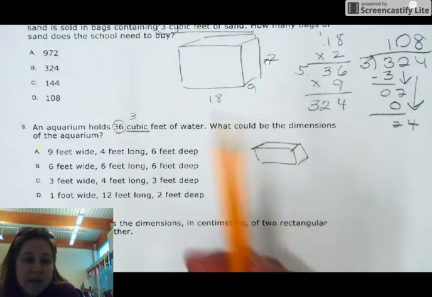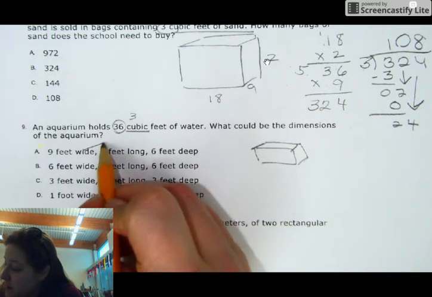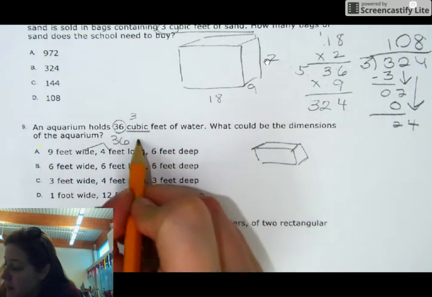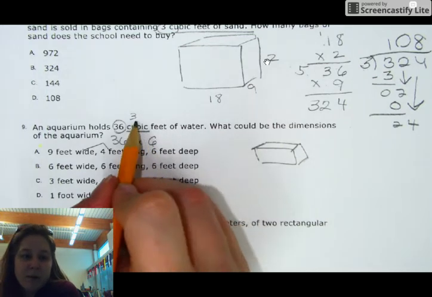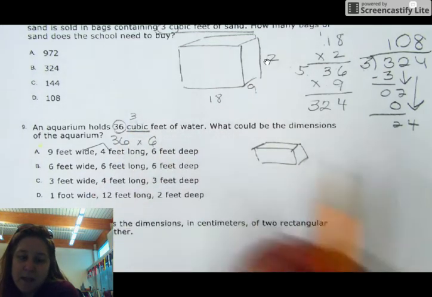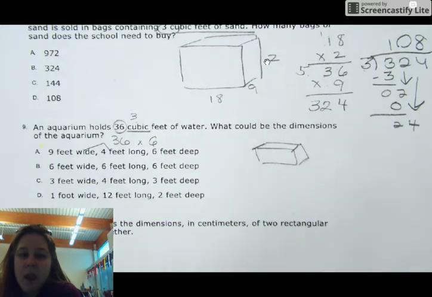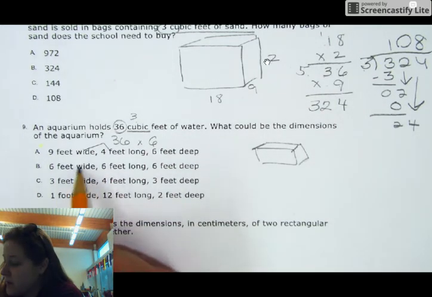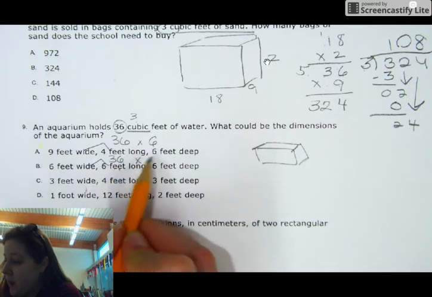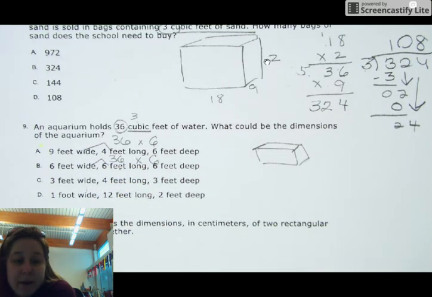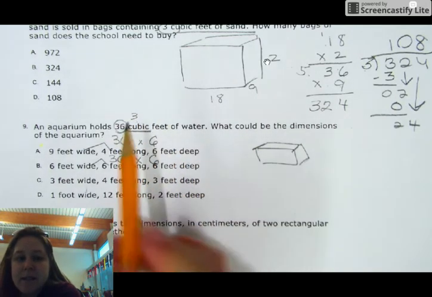So what I'm looking at is I'm going to take 9 times 4. That gets me 36. And then I would have to times it by 6. Well, 36 times 6 cannot be 36, so it can't be A. I'm going to look at this one. 6 times 6. That gets me 36. And once again, I'm going to times it by 6. Once again, I can't do that to get 36.